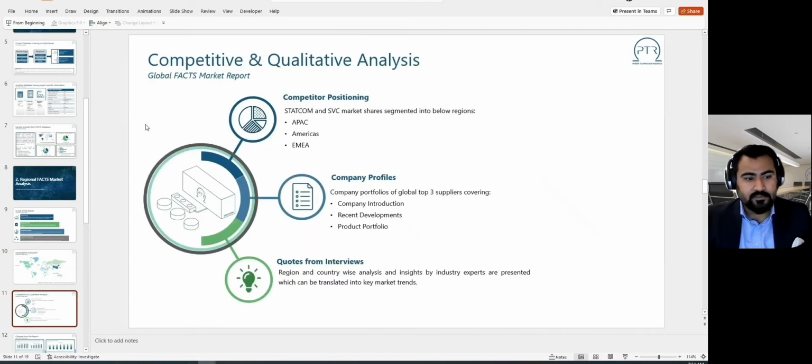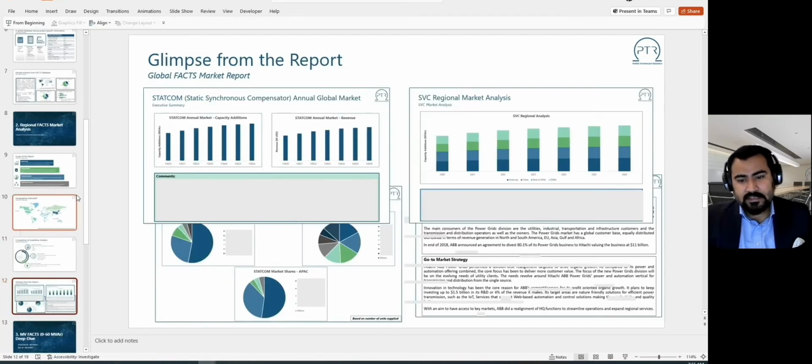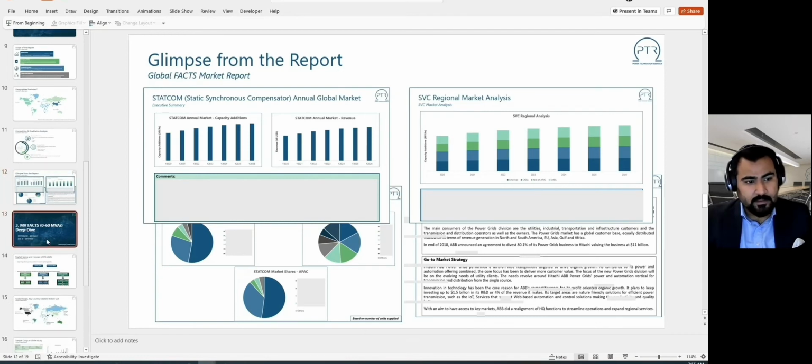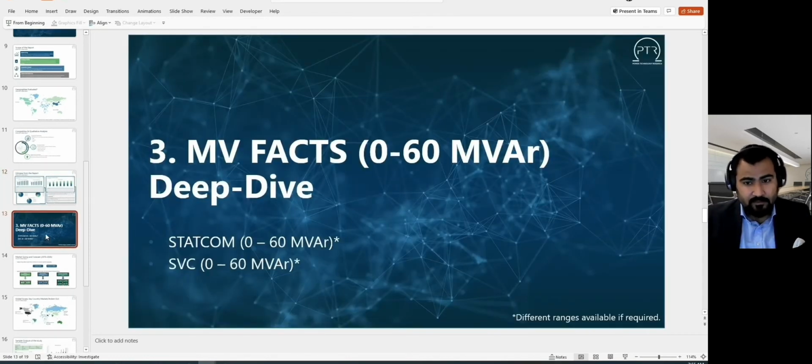Going a bit more into details of comparative and qualitative analysis, we're looking at the competitive positioning for SVCs and STATCOMs within Asia Pacific, Americas, and EMEA, providing a regional lens to market shares. We're also providing company profiles, including an overview of their activities in the FACTS domain, any recent developments, and what's their product portfolio. And then lastly, as I said, quotes from different interviews. And this analysis is provided as part of Excel database, in addition to having a detailed PowerPoint report associated with that analysis.